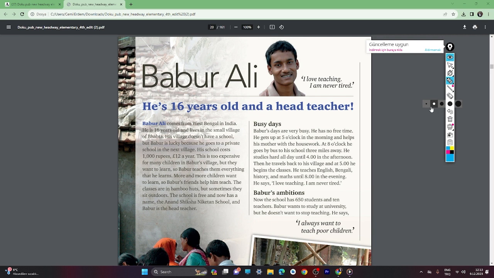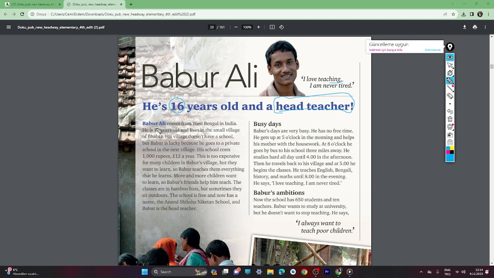Okay, let me erase this. Let's read it. He is 16 years old and a head teacher. So it's very interesting, right? Although he's 16 years old, he's a teacher already. So I guess in India the economic situation is very bad. That's why there are not enough schools, or not enough teachers. So as he likes teaching, he just becomes a teacher.